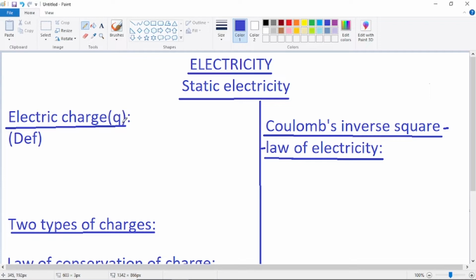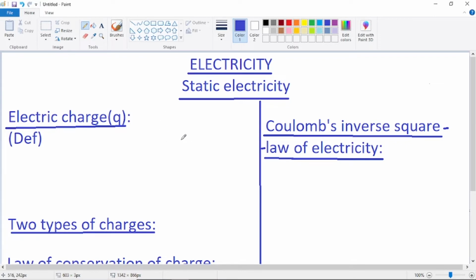We have already seen the meaning of electric charge, especially about 2 years back in the 10th class syllabus. So what is electric charge? Electric charge is nothing but that property which can be observed on certain objects.